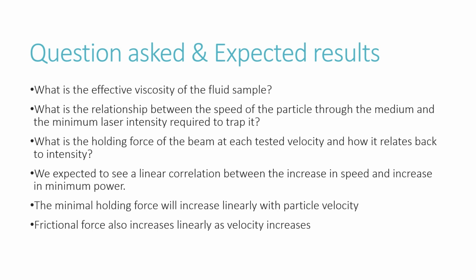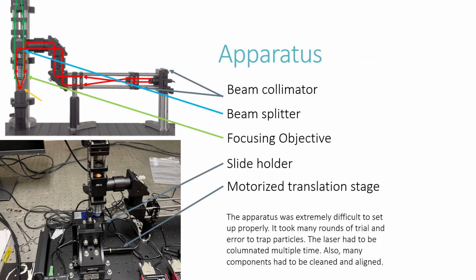So we expect to see a linear correlation between the increase in speed and the increase in the minimum power. We also expect that the minimum holding force will increase linearly with the particle velocity. And then we expect to also see that frictional forces will increase linearly as the velocity increases.